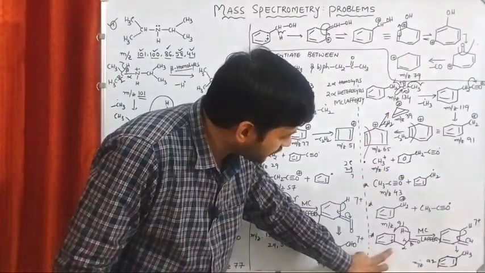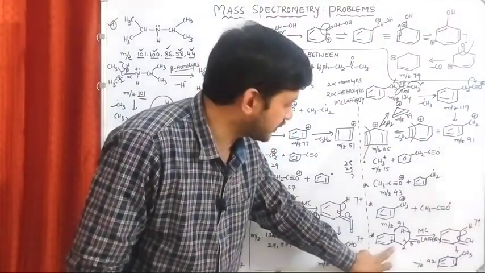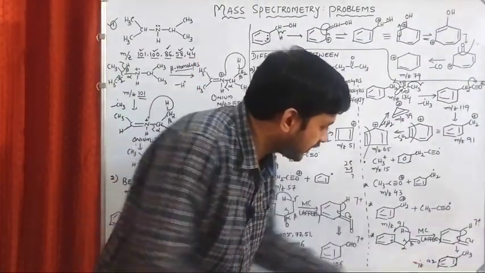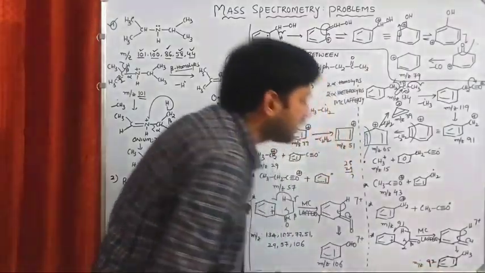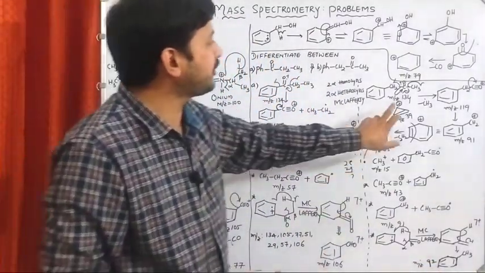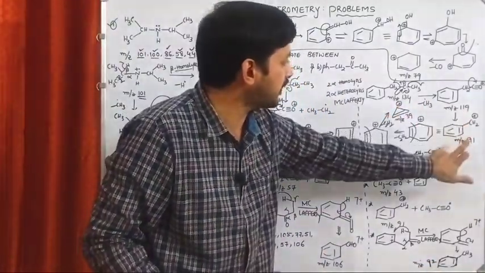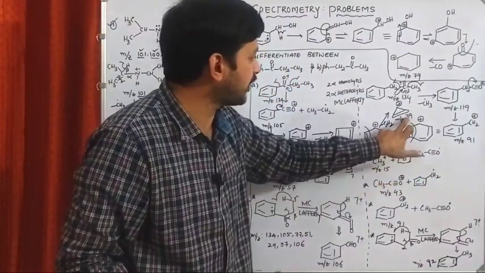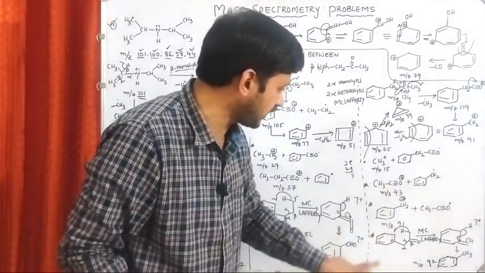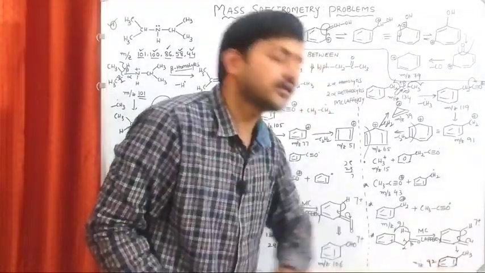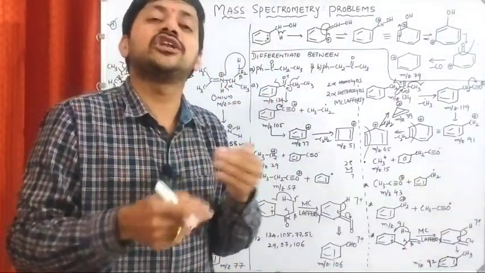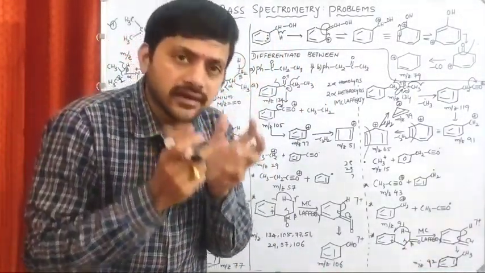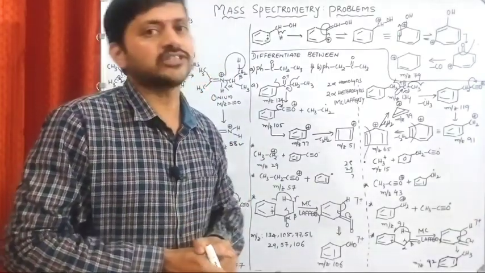So finally we are observing McLafferty rearrangement. Due to the McLafferty rearrangement, we are getting the peak that is m/z 92. So finally, how many peaks are we getting? 134, 119, 91, 65, 39, 15, 43, 91 and 92. So in this way, we need to differentiate the compounds by using mass spectrometry.